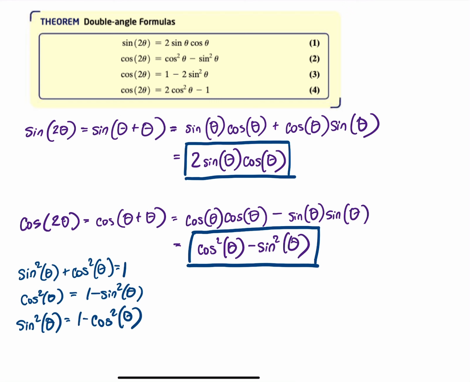Meaning, in this identity we just created, cosine squared minus sine squared, I can replace the cosine squared with 1 minus sine squared. And then we have minus another sine squared. So notice that will give us our 1 minus 2 sine squared.